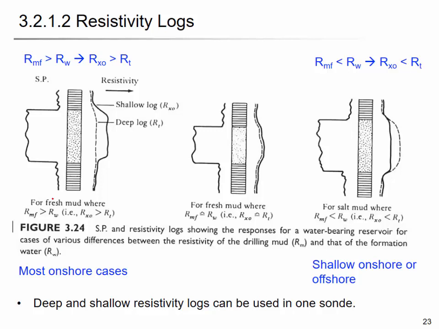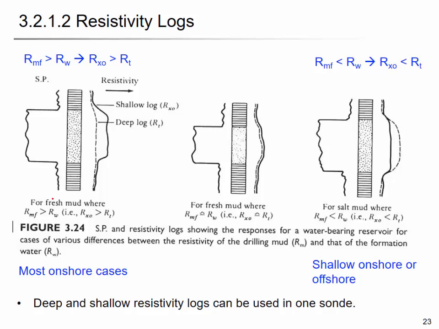So from that, we can look at this kind of idealized example. When you have a fresh mud, and the deep log is here, in the mud-filtrated area the shallow log will give you the higher resistivity, because the R of the mud filtrate is higher than the formation resistivity. But the deep one will give you a smaller value than the shallow log. So this is for the case when the mud filtrate resistivity is larger than the water resistivity.